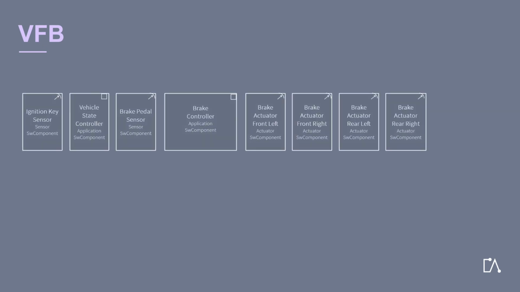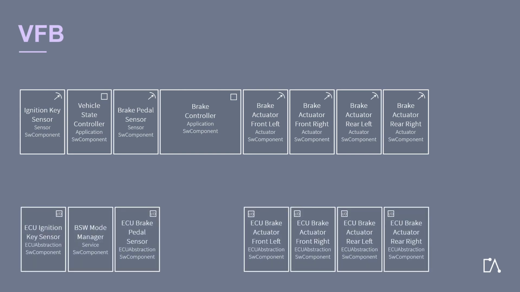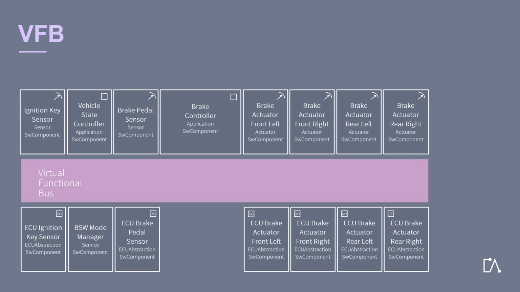To get started with the Virtual Functional Bus we take a look at an example. Therefore we use the brake system. For a brake system we need several software components at application level. And for the respective infrastructure we need several software components of the basic software. Between those layers lays the Virtual Functional Bus.